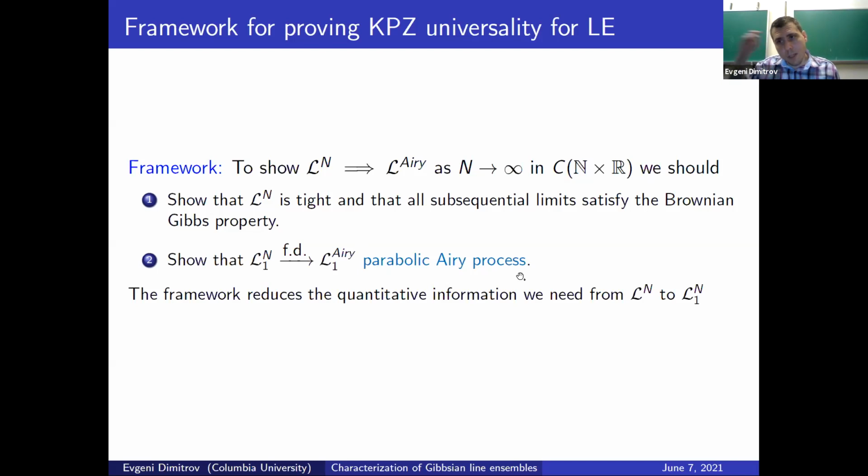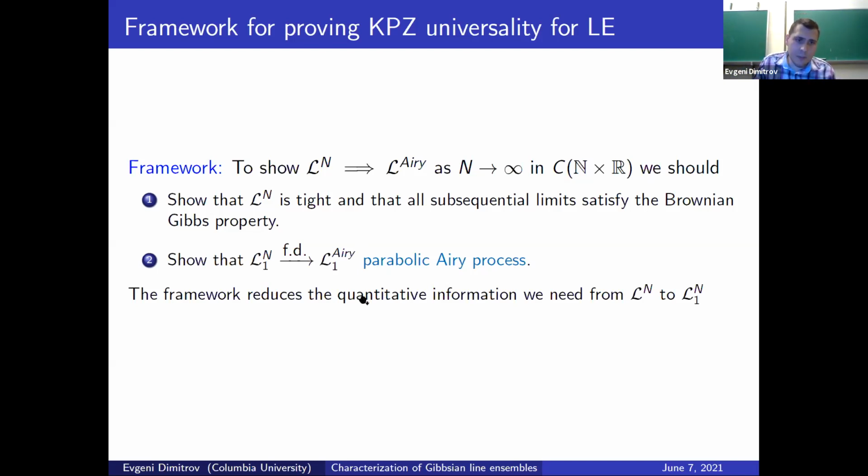Now the first theorem that I mentioned says that there is a unique possible object that satisfies both of these conditions, namely the parabolic Airy line ensemble. So you have a tight sequence and only one possible candidate to be the limit. So that implies convergence to that candidate.